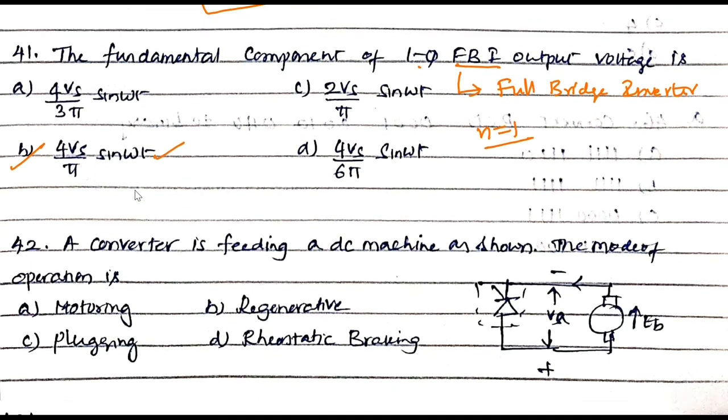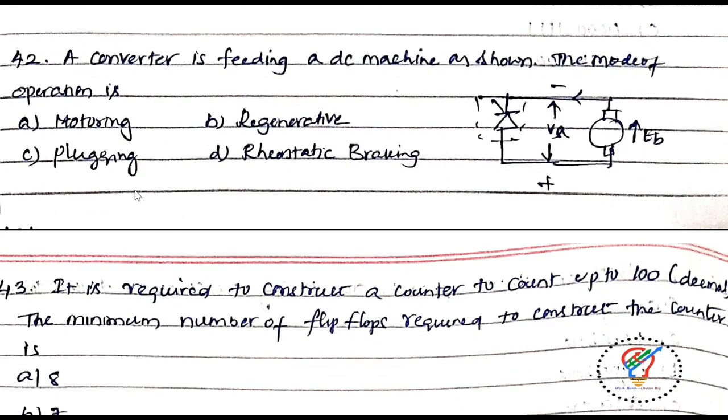Okay, next one here. An interesting question. A converter is feeding a DC machine as shown. What is the mode of operation here? Here they have given simply a chopper. But observe the current direction. The current is in reverse direction like this, and the EMF is in the same direction. So both are in the same direction here. And see here that we have reversed the voltage. That means we reverse the voltage in the case of plugging operation only.